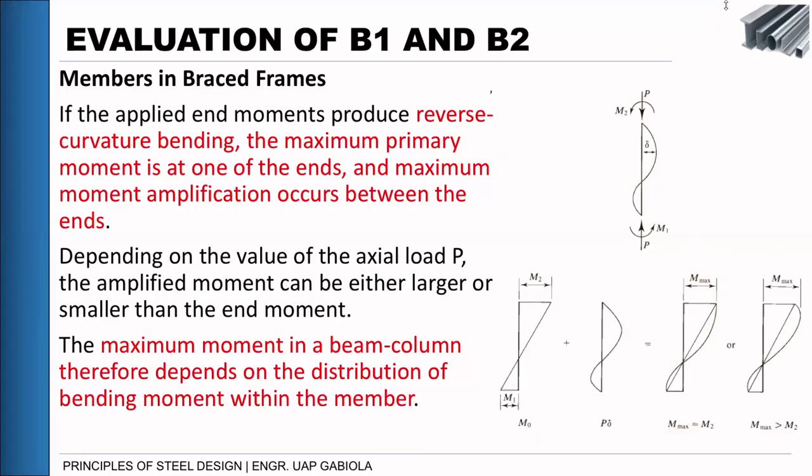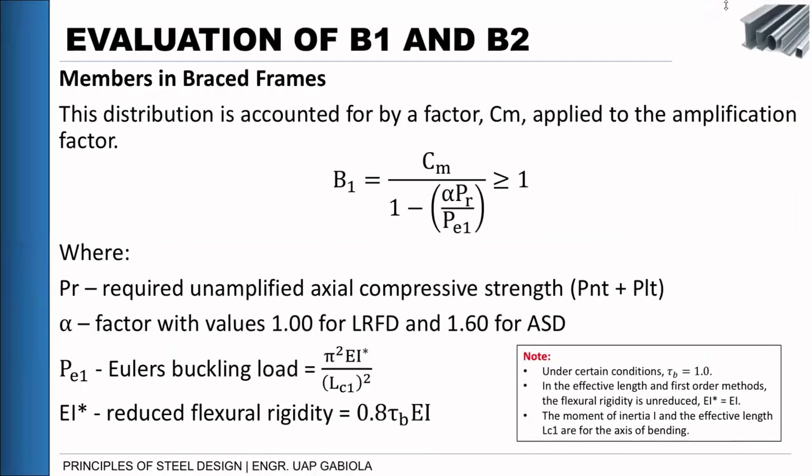So, depending on the value of the actual load, the amplified moment can be either larger, smaller than the end moments. Okay. So, the maximum moment in a beam column, therefore, depends daw on the distribution ng bending moment within the member, of course. No? So, it depends on the distribution ng moment along the member. Okay? So, this distribution is accounted for by factor C sub M, tawag, ano? Applied to the amplification factor.